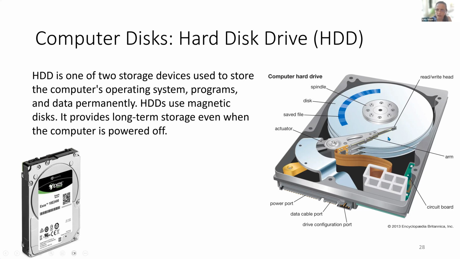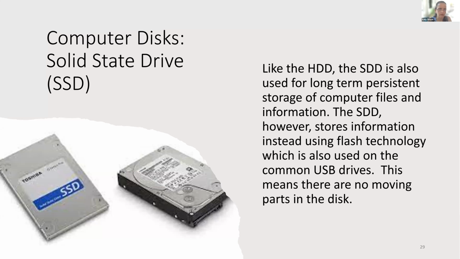HDDs use magnetic disks, and that's what we were looking at here. It provides long-term storage even when the computer is powered off. And that is the great thing about the disks. But there are also other kinds of disks, the solid state drives, also known as SSD. This is a bit of a newer technology. And just like the HDD, the SSD is also used for long-term persistent storage of computer files and information. The SSD, however, stores information using flash technology, which doesn't require any moving parts. This is the same technology that you would use to write onto a USB drive, for example. And flash technology has really fast read and write.